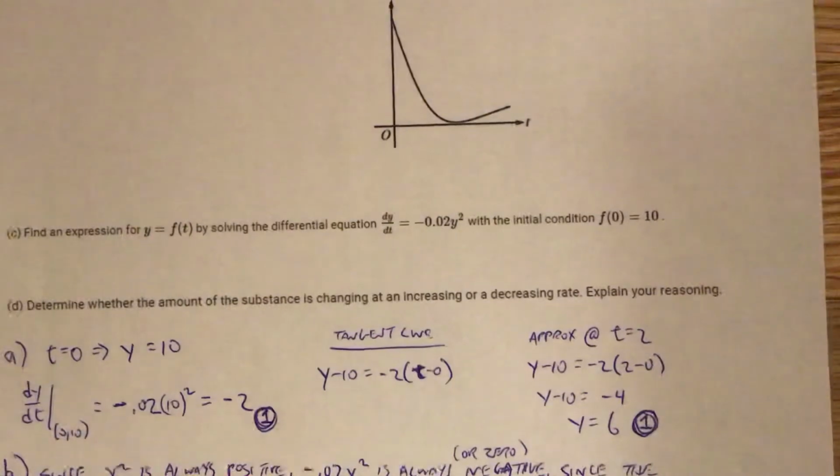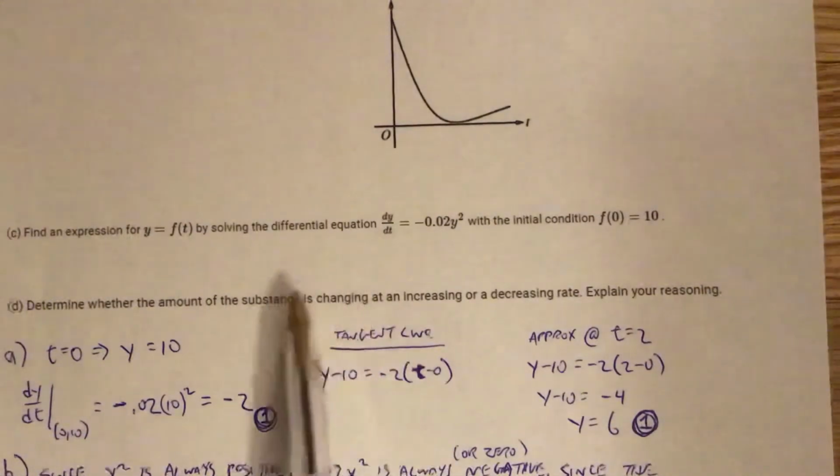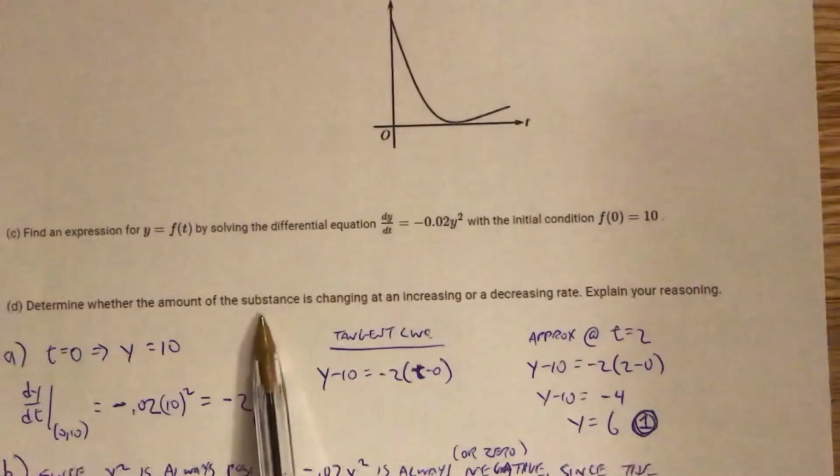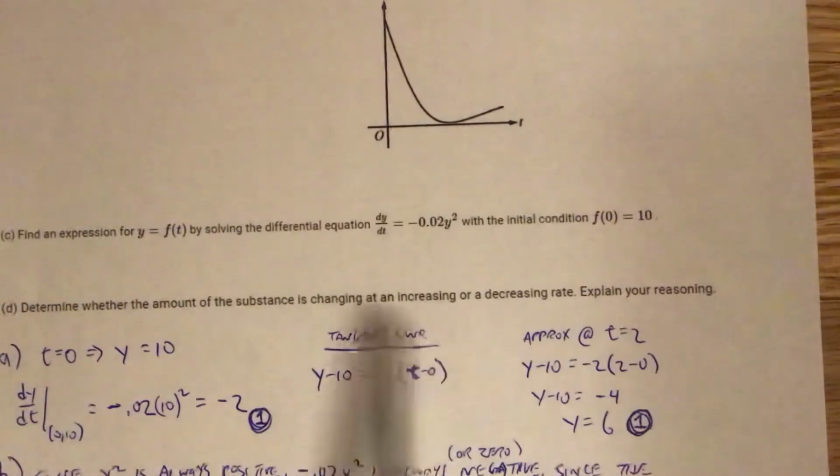And like I said, this is very tricky because people tend to not realize it's talking about the change of the substance already. They think it's just the substance itself, and they go for the first derivative. But this requires the second derivative.